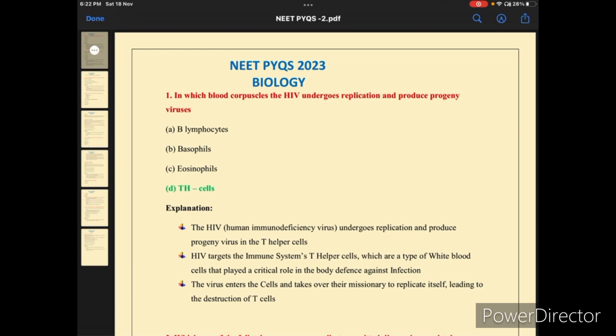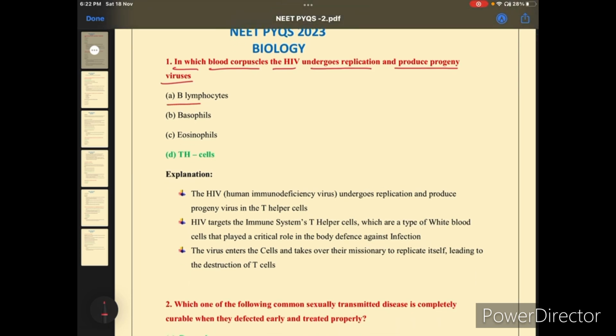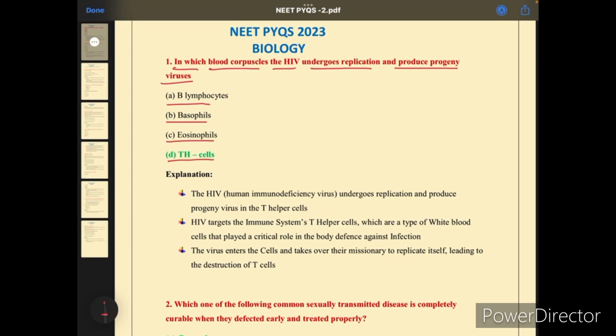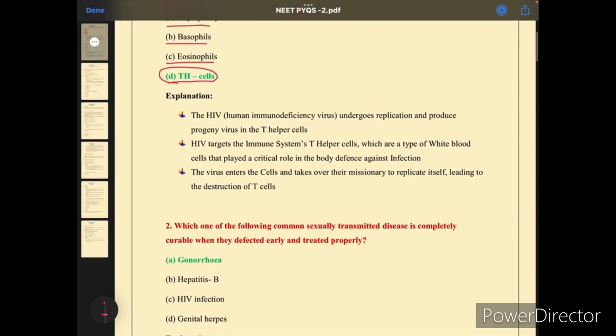So the question is, in which blood corpuscles does the HIV undergo replication and produce progeny virus? Option A, B lymphocytes, option B, basophils, option C, eosinophils, option D, T helper cells. And the answer is T helper cells. Let us see the explanation.